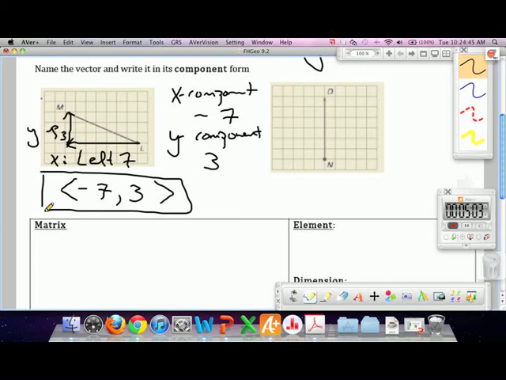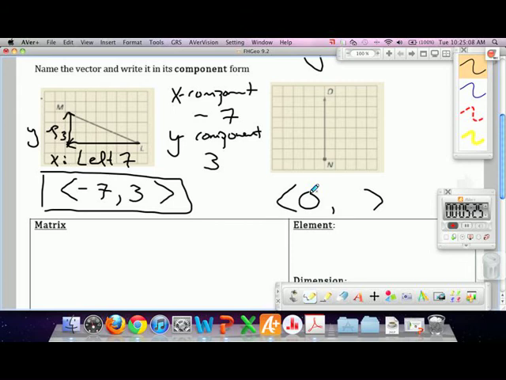So if I want to describe this vector in component form, I need to describe how x changes from the start to the finish, and how y changes from the start to the finish. So how does x change from N to O? It doesn't go anywhere left or right, so it's 0. How about up and down? How does it change?